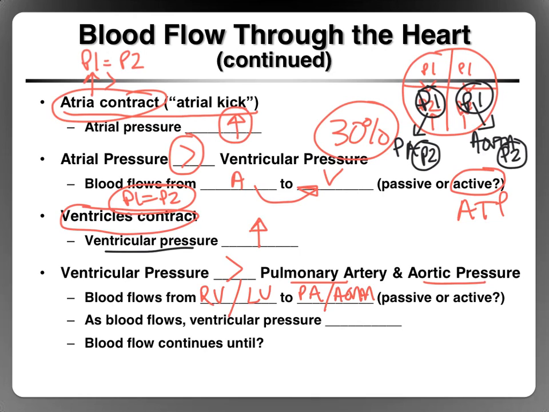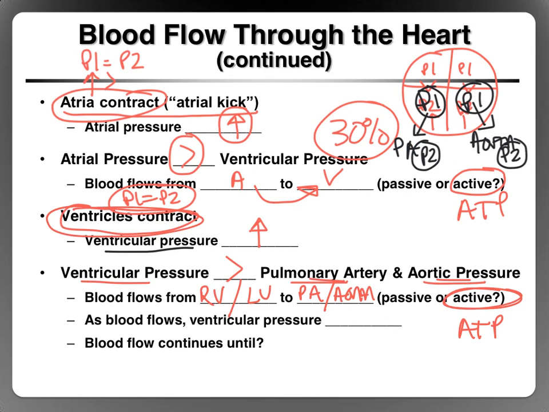Okay. And because this gradient had to be created with contraction, this was an active gradient. This blood flow was active. It required contraction. It required the use of ATP in order to create the gradient such that ventricular pressure is greater than the pressure in the pulmonary artery and the aorta, and therefore blood flows out of the ventricles.